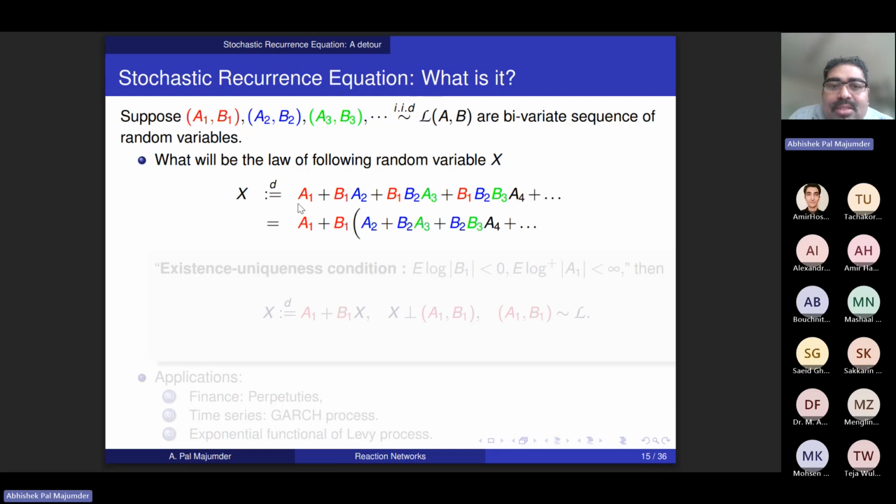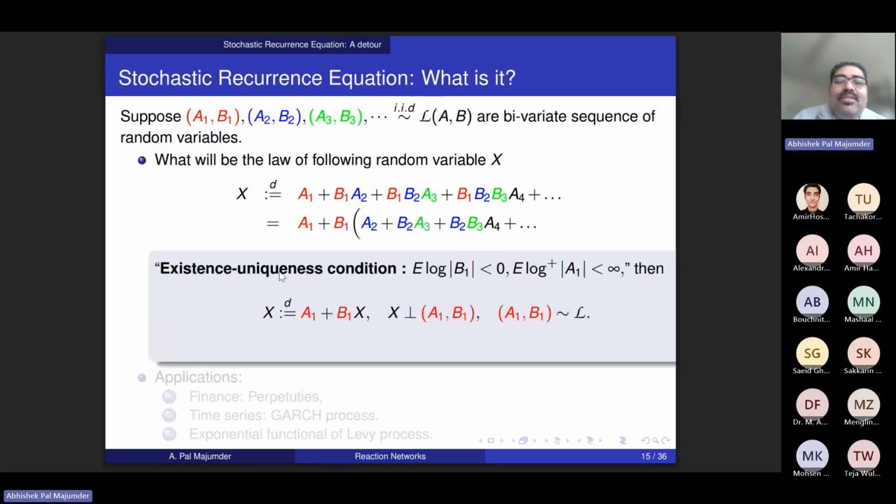So you can see that this whole sum is identically distributed as, if I take the b1 common, then the residual part in the first bracket would be identically distributed as this whole thing, that is the x. So if this random variable exists, then this sum of the product of these random variables satisfies this kind of recursion equation, which is x is identically distributed as a1 plus b1 multiplied x, where x is independent of a1 and b1.